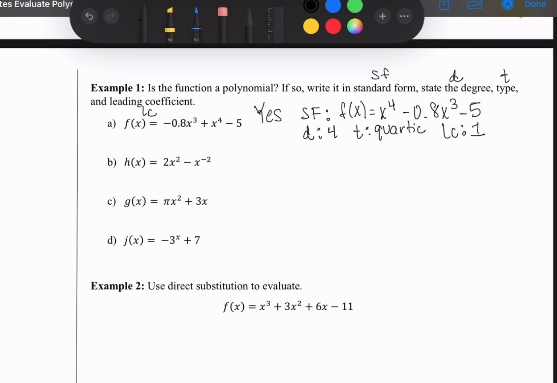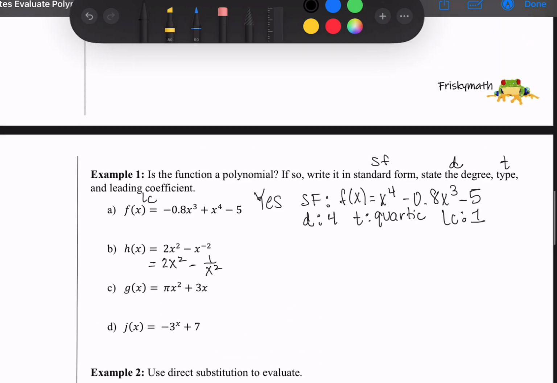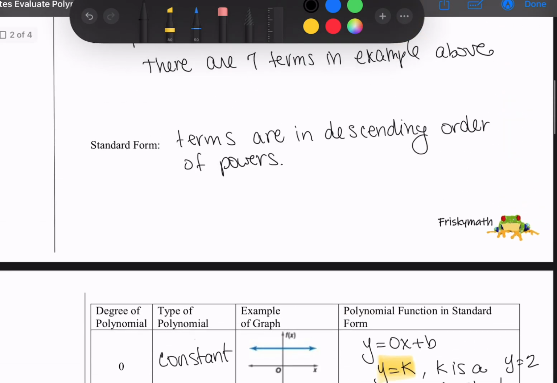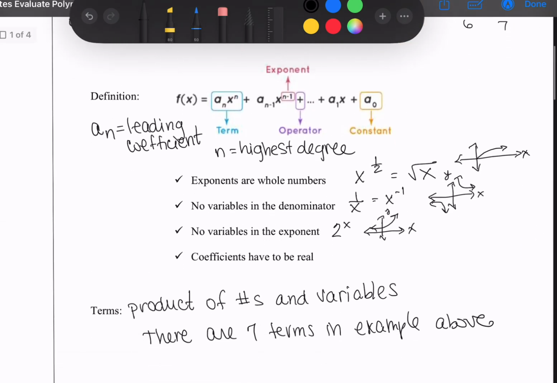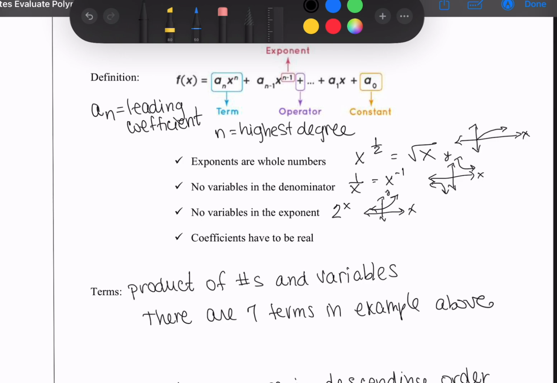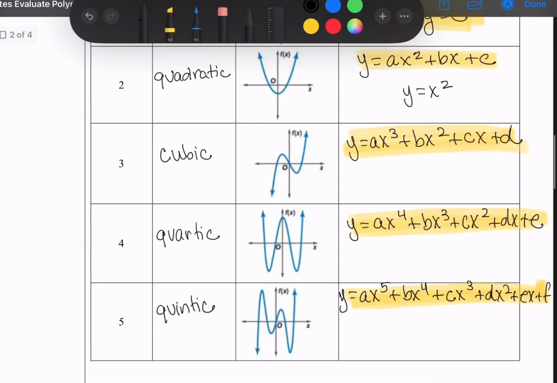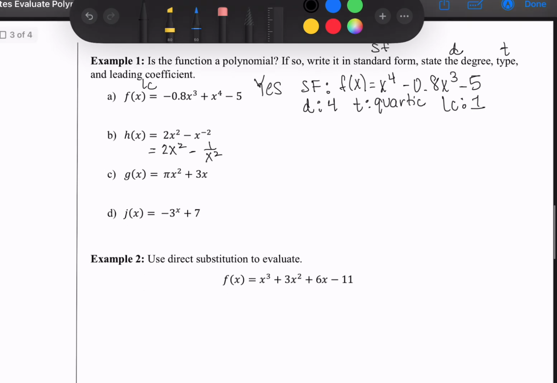Well, what I notice here is that x is being raised to the negative 2 power. So if I were to simplify this, this would actually be 2x squared minus 1 over x squared. So it is not following the rule that states that there can be no variables in the denominator. So this is not a polynomial function, so we'll say no. So you don't have to do the rest of the problem.